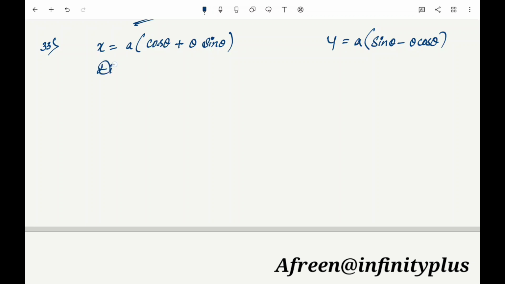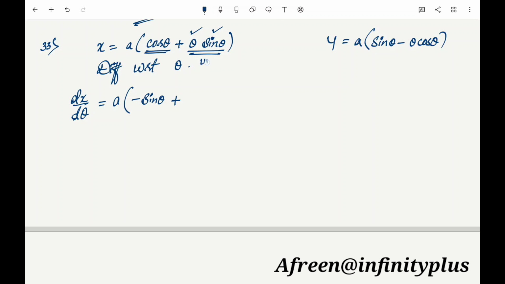Now differentiate both x and y with respect to theta. So what you will get here? So you will get differentiation of x with respect to theta is dx by d theta, which is equal to a, a is a constant which will remain as it is, into differentiation of cos theta will become minus sin theta, plus here you are having two functions. With first function is theta and second function you are having sin theta.